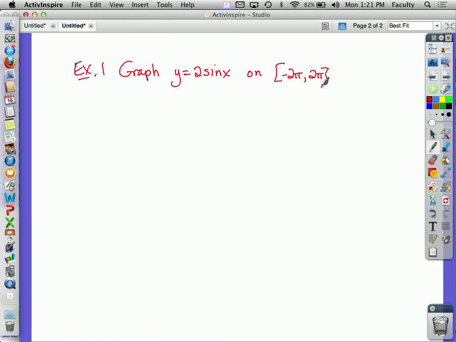Alright, so example 1. If I want to graph y equals 2 sine x on the interval from negative 2 pi to 2 pi. Does anybody remember from last year or even what we've reviewed this school year, what happens if you change the number out front? It makes a vertical shift, doesn't it? So what we're going to do here is the period length is still 2 pi.